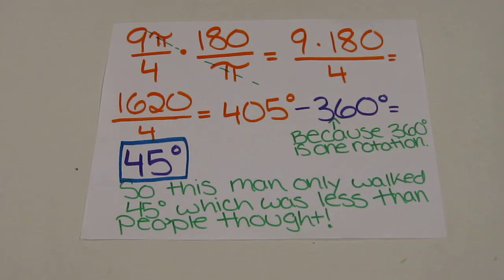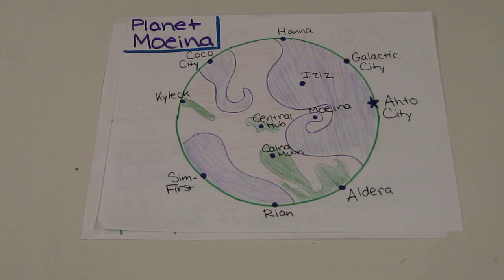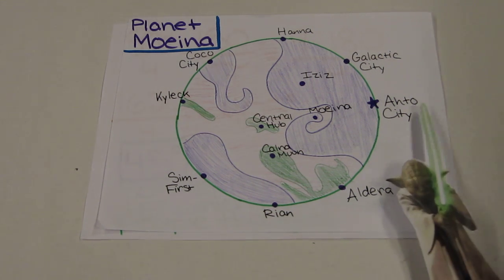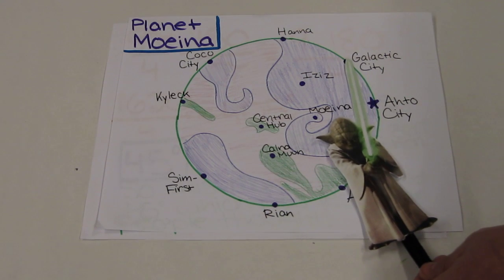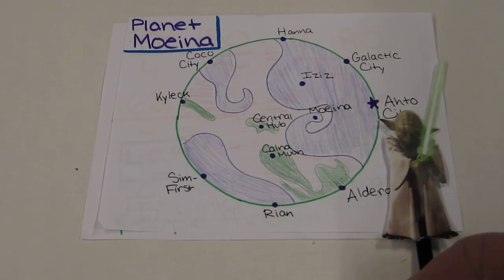Doing this, we find that 9 pi over 4 is equal to 405 degrees. If we subtract 360 degrees from 405 degrees, we can determine that 405 degrees is equal to 45 degrees. So, when we measure 45 degrees on our map, we realize that this man only really walked to Galactic City, and it was not as far as others on the planet thought.